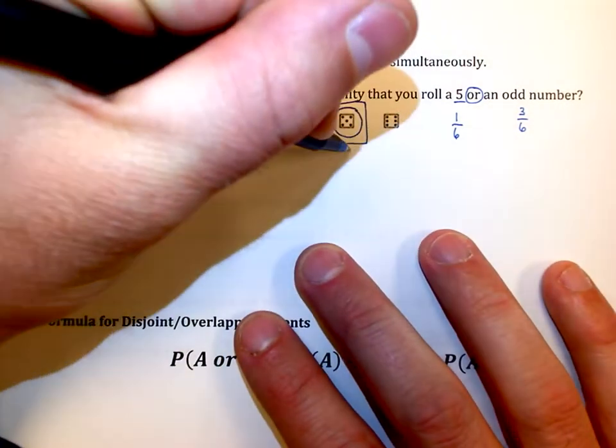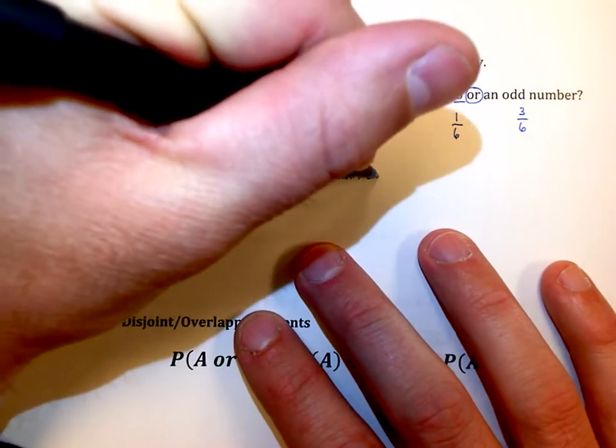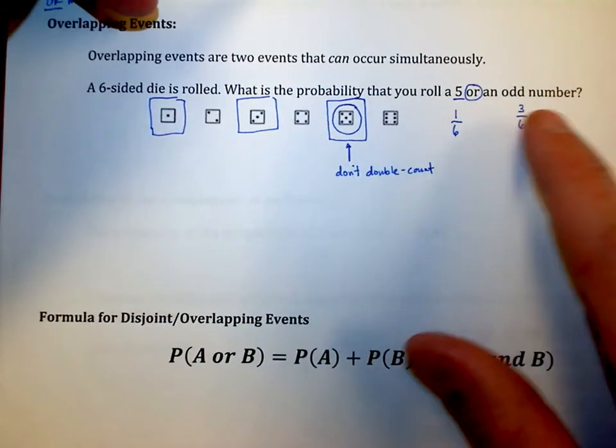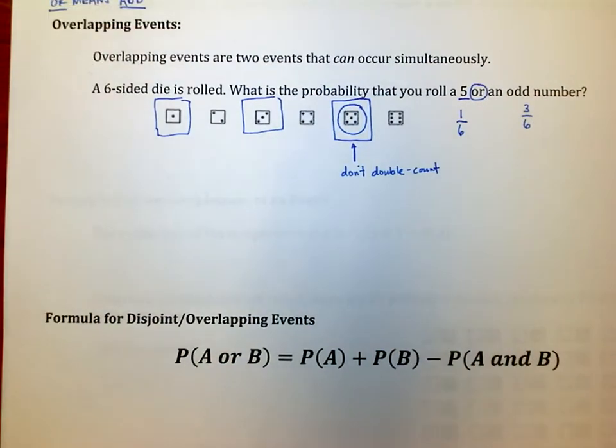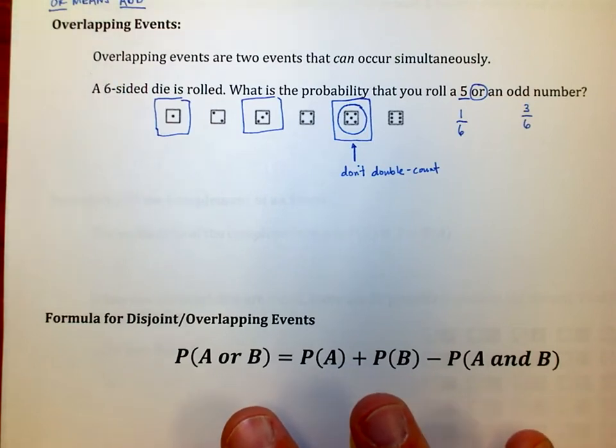And the error occurs because of this guy right here. We don't want to double count, okay? We don't want to double count the 5. Just because it's in both categories, we shouldn't count it twice. It doesn't add an extra event that makes things happy, right? So our answer here, we can see graphically, should be 3 out of 6, or 1/2. Let's talk about how to get it.